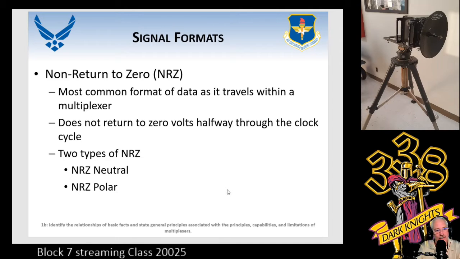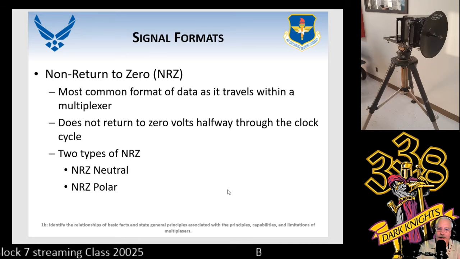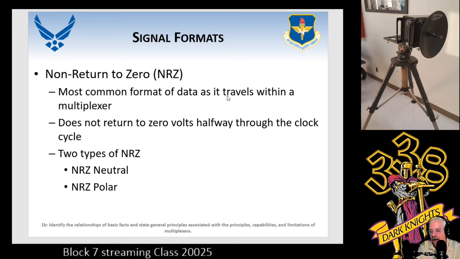Now there's two different types of NRZ. You got neutral and polar. Now the one thing about NRZ is this sentence right here. Most common data format within a multiplexer. I do not know of any multiplexers that I have come in contact with that had anything else other than NRZ. It will take the incoming data, let's just say that we've got users or channels out there, and they have different signaling formats. So when it comes into the multiplexer, it's all going to change to NRZ.